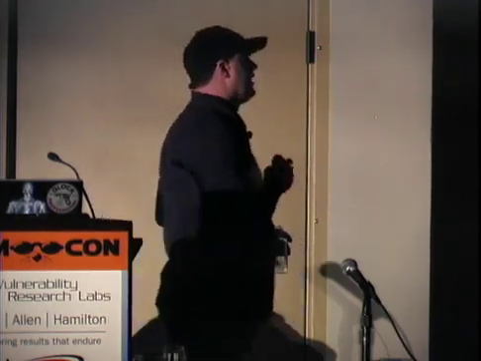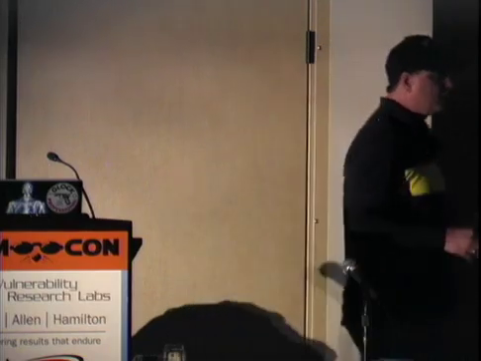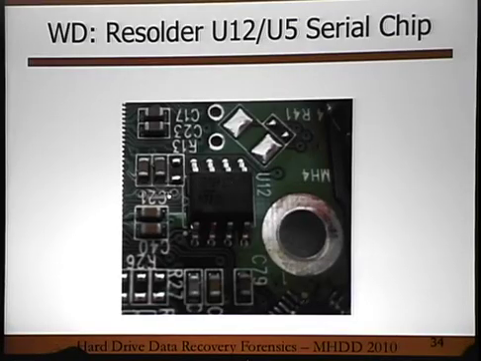So here it is. Everything that was pretty much made for Western Digitals has a chip on it that's called a U12 or a U5. These are a serial chip on the board that stores the parameters that are necessary for this drive to work. They are unique to this drive. And if you are going to swap boards, you have to unsolder this chip and solder it to a new board.